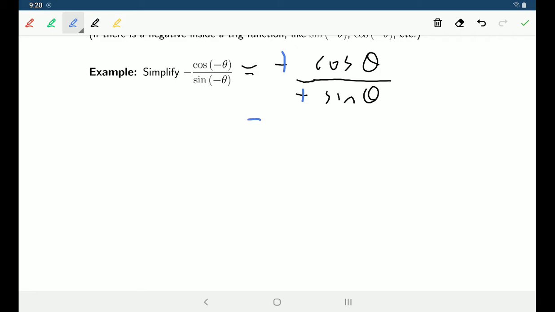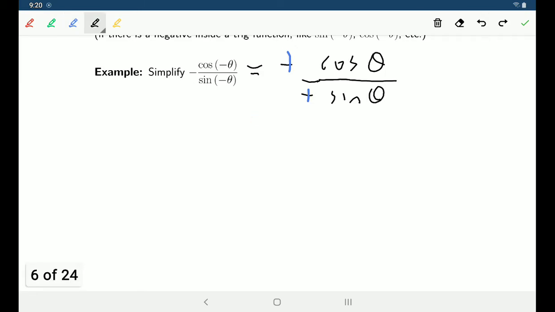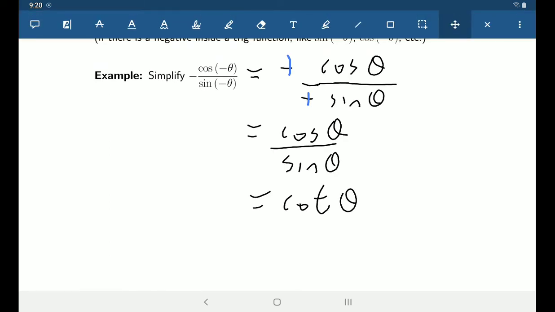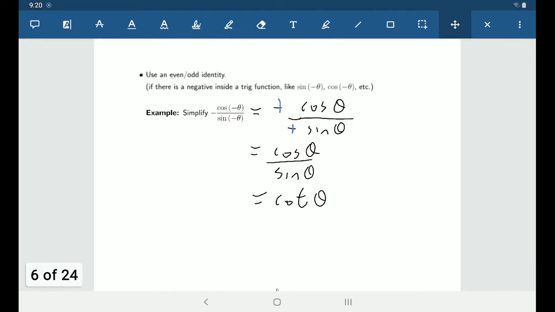So I'll be left with positive cosine theta over sine of theta. Oh, wait, hold on, that's our old friend cotangent. So there we go. Cotangent theta is what our expression simplifies to. So negative cos of negative theta over sine of negative theta, same thing as cotangent.